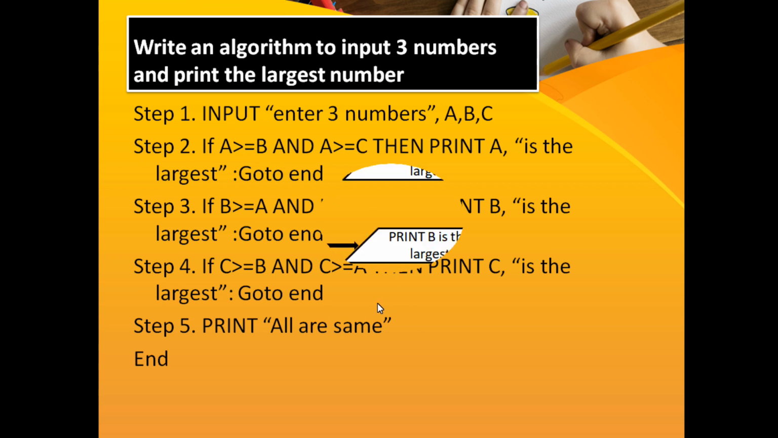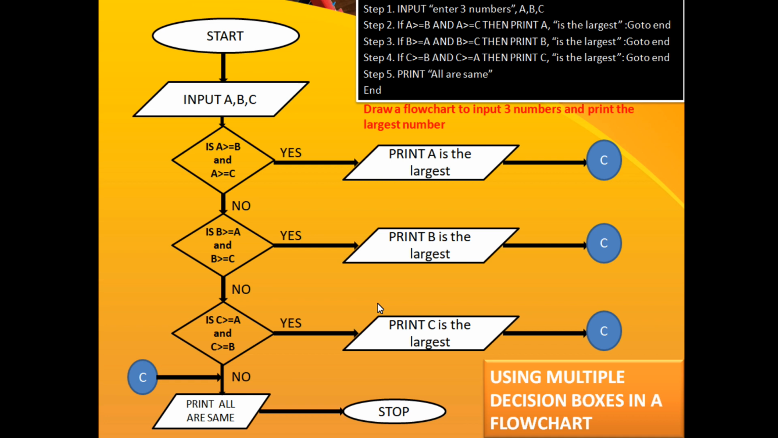Let's see the program for this. As you can see, multiple decision boxes are here. If this condition is true, you print A is the largest. I've already explained the algorithm and I believe now you have understood how goto is related, how the job of goto is being done by a connector inside a flowchart. The job which a goto is doing inside an algorithm, the same job is being done by a connector inside a flowchart.